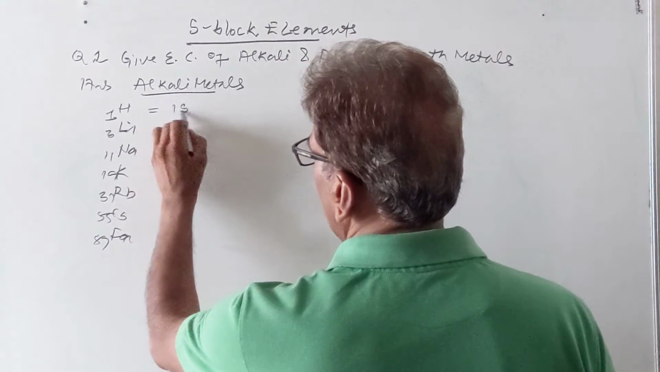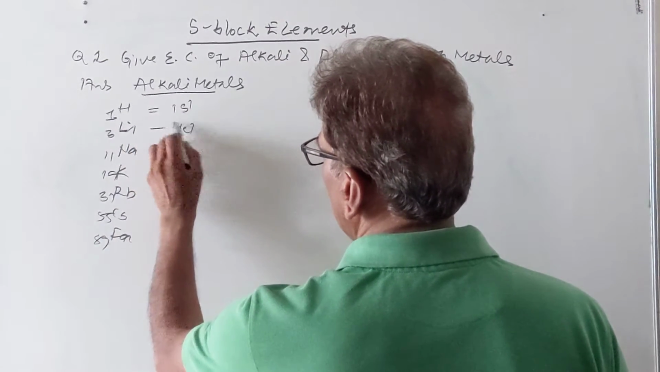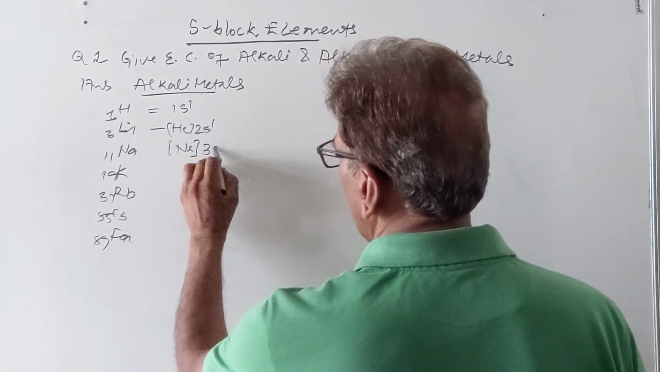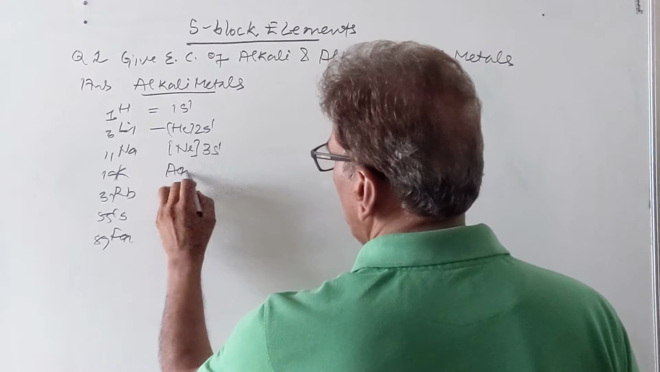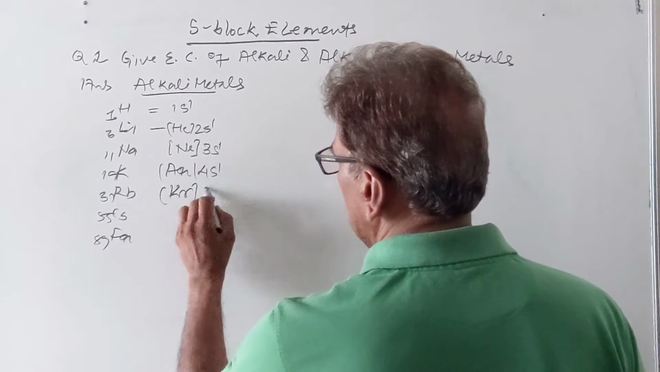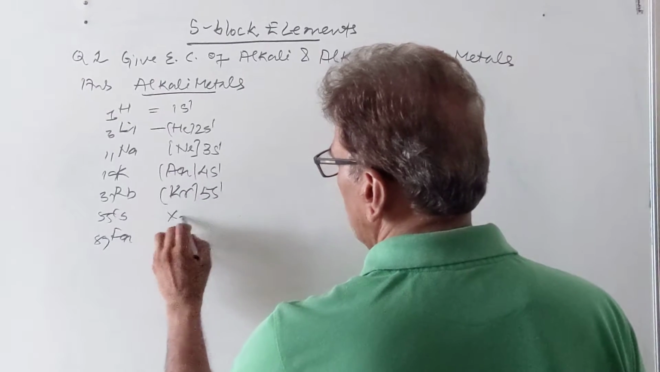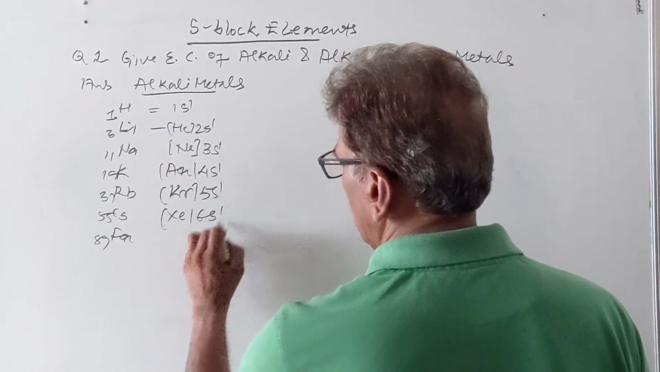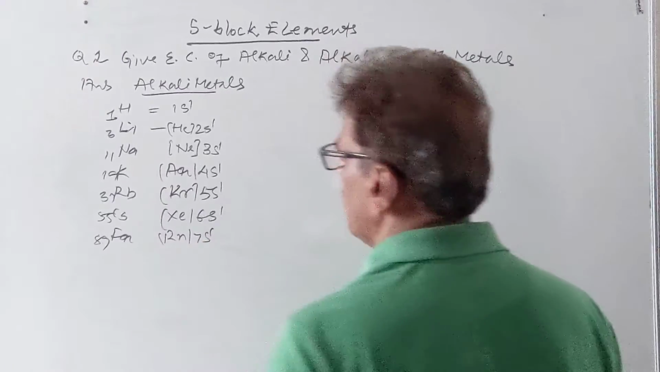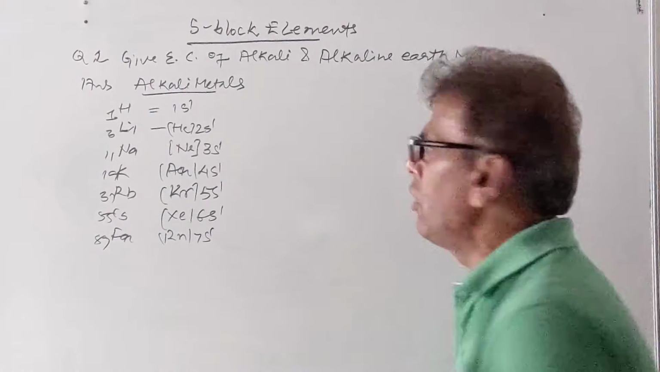General configuration: 1s1, this is helium, 2s1, then we have neon configuration 3s1, argon 18, then we have 4s1, krypton 36, 5s1, xenon 54, 6s1, and then we have radon 86, that is 7s1. So this is the general configuration of alkali metals.